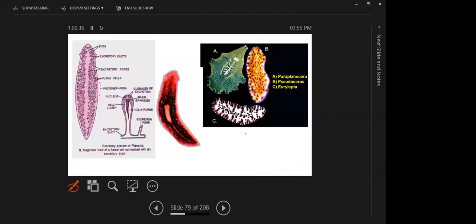So here you can see the actual pictures. This is Pseudoceros, and this is Eurylepta. All these you can see: excretory pore, excretory duct, protonephridia, all these.